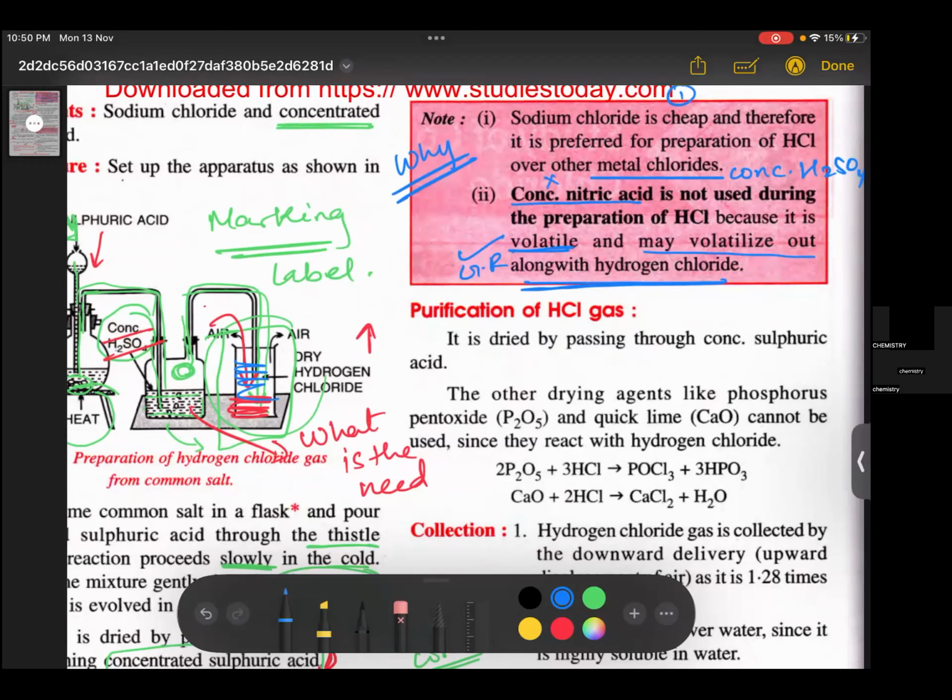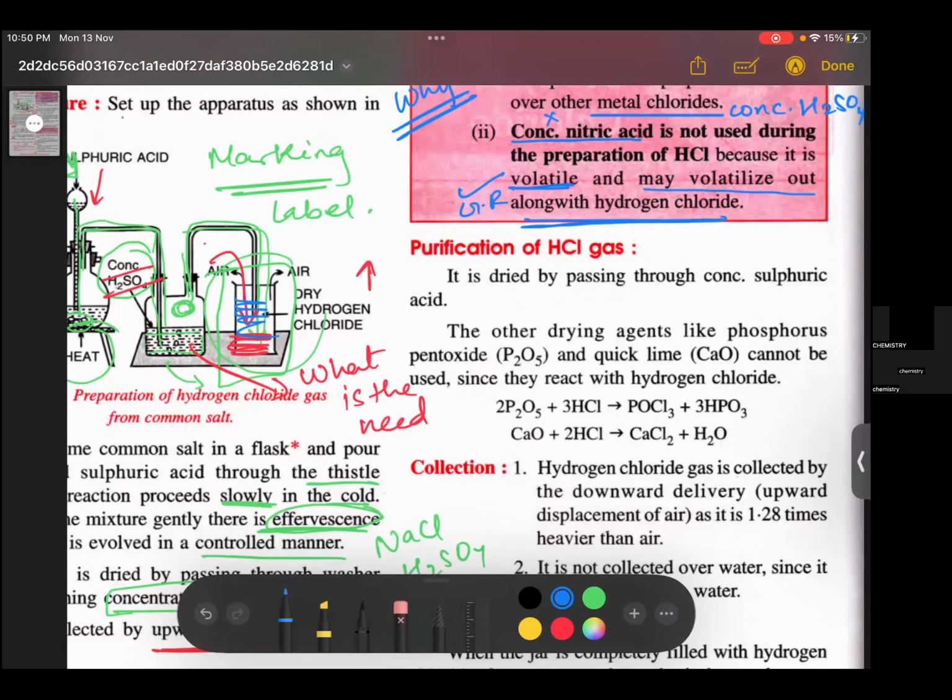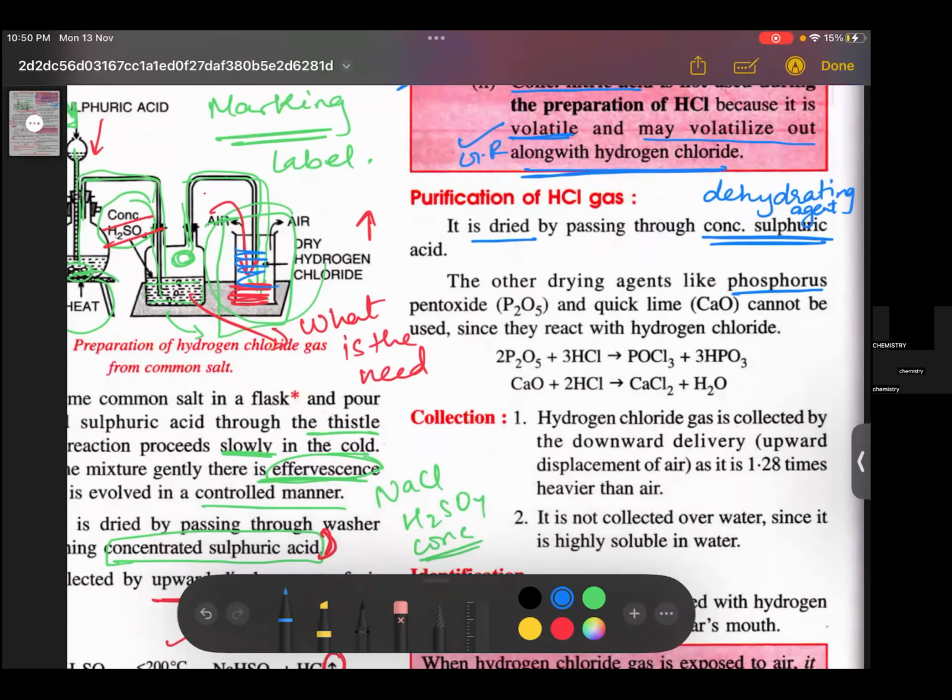Next, we come to purification of HCl. First, HCl is dried by using concentrated sulfuric acid. We have already studied this, as this is your dehydrating agent. The other drying agents like phosphorus pentoxide and quicklime cannot be used, since, again, this is an important give reason. These are important reactions. You need to use these in order to support your answer. So they can ask you, why do we use concentrated sulfuric acid as a drying agent, and why do we avoid using P2O5 and CaO? This is because they react with hydrogen chloride.